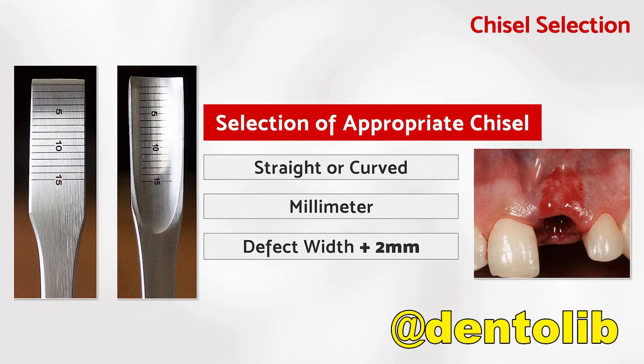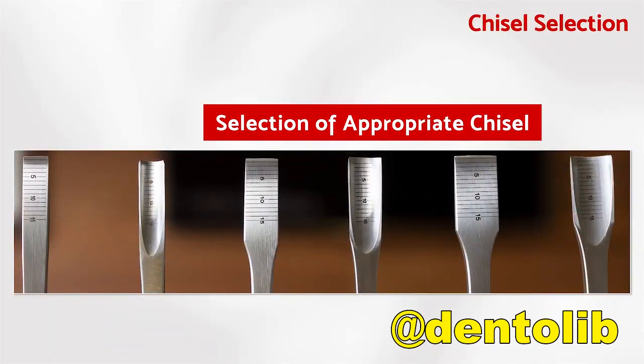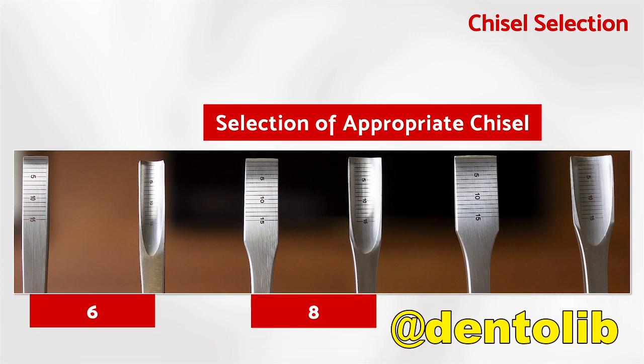If we have, for example, this case, this is the extension of the bone defect in the mesial-distal aspect, and we measure this distance. If we have, for example, 8 millimeters width, we are going to add 2 millimeters more. So the chisel to be selected would be number 10. And here you can see all of them, straight and flat, number 6, number 8, and number 10.